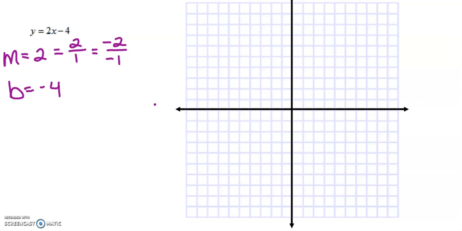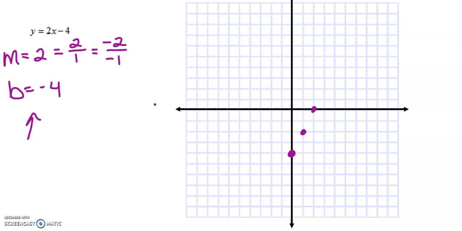So let's start with our y-intercept again. So I'm going to put a point on -4 on the y-axis. And then from that point, I'm going to start with my positive 2 over positive 1. So positive 2 on a graph means to rise 2, up, run 1 to the right. Again, rise 2 up, run 1 to the right.